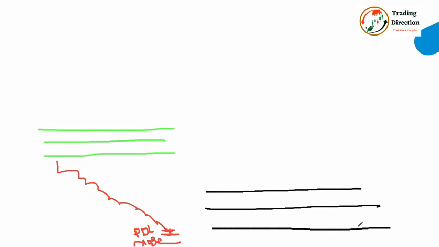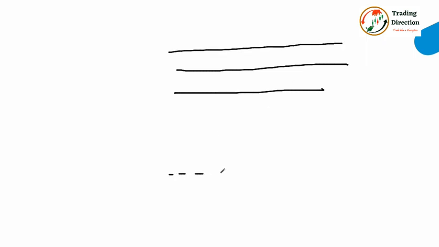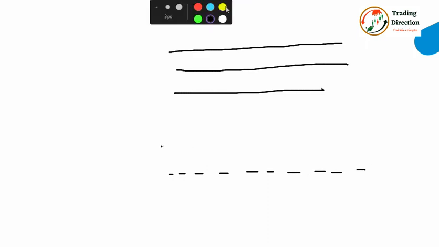Wide CPR, and the present day opening should be below the CPR and in between S1. So if the current day CPR is wide and this is S1, the opening should be somewhere here. Maybe we can't say exactly, but somewhere here it is okay. So that is the opening for the present day.